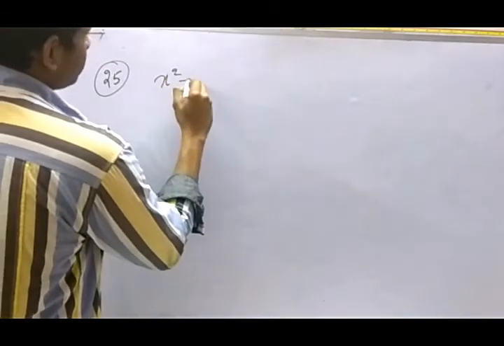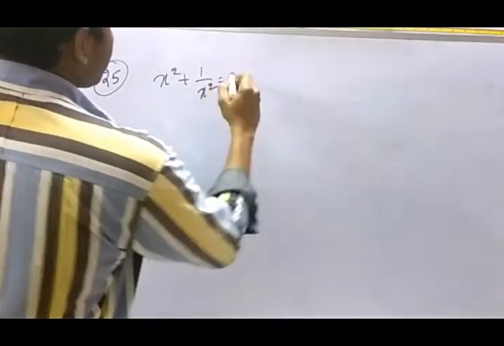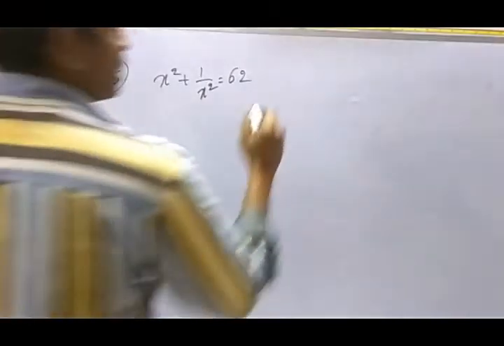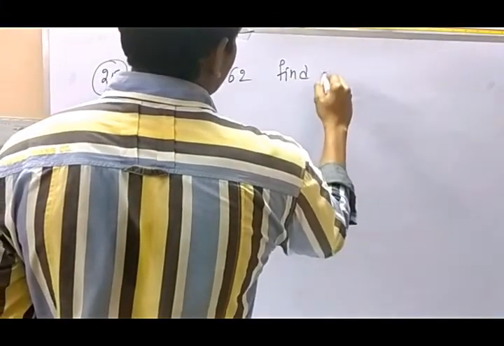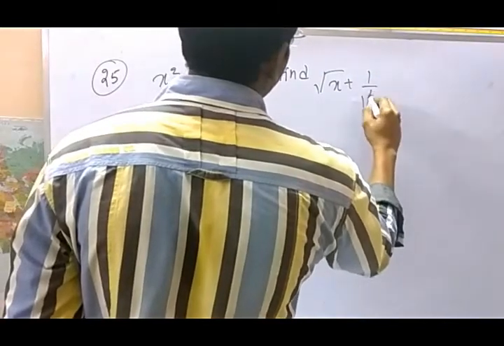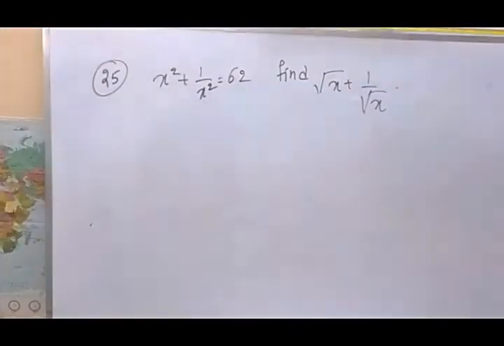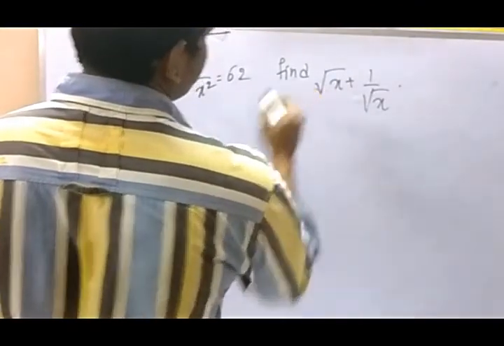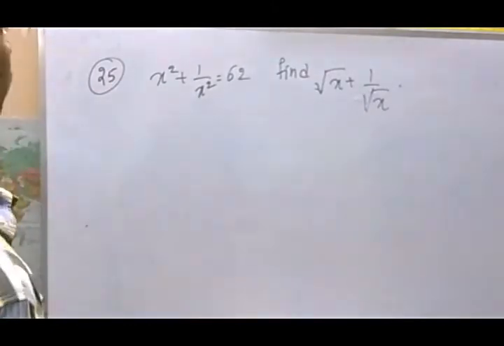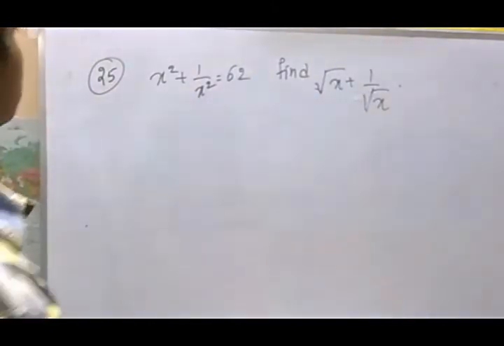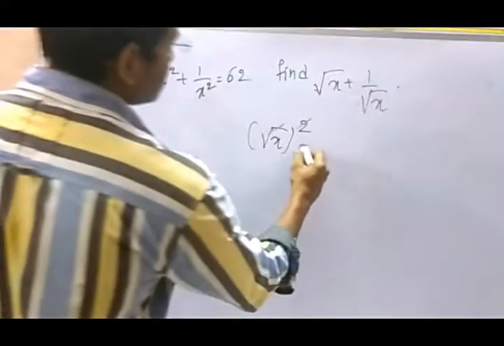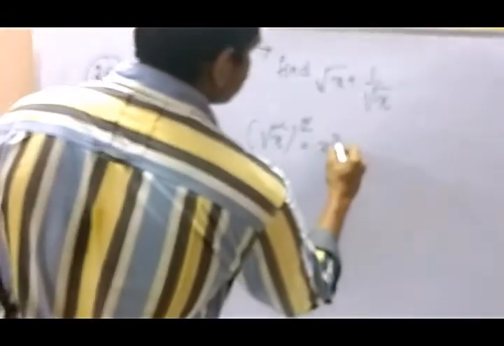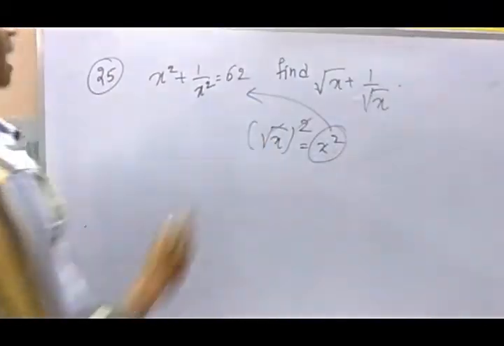x square plus 1 by x square equal to 62, and they asked us to find root x plus 1 by root x. Okay, x square plus 1 by x square equals 62, and they asked us to find root x plus 1 by root x. So here, see, take this one, root x whole square, the square and root will get cancelled, and we have x. So again square, so we have x square, the thing which is asked here.